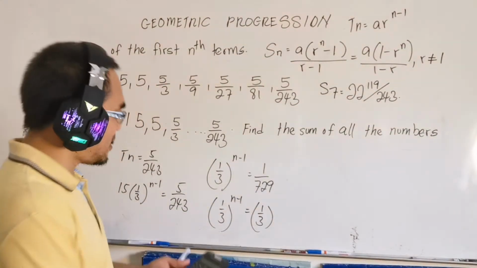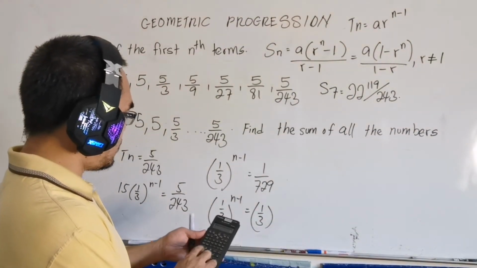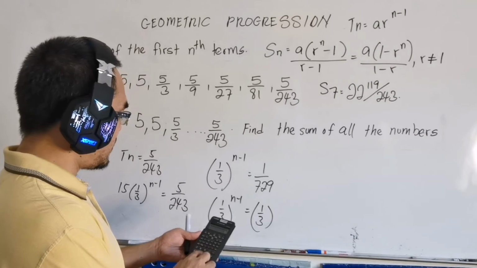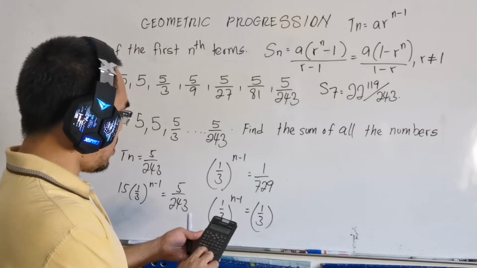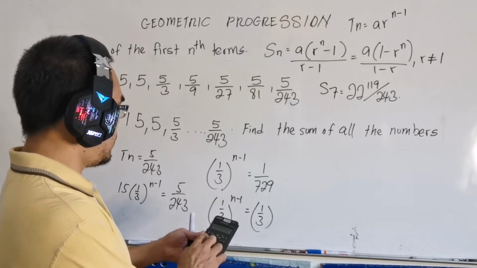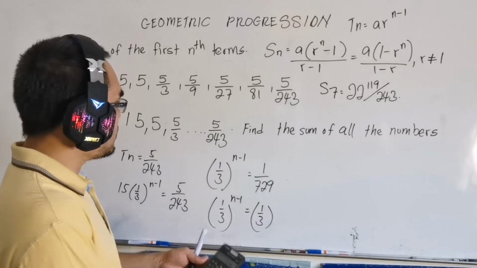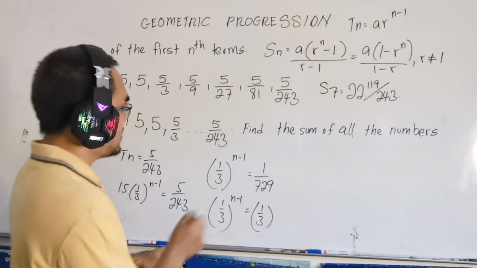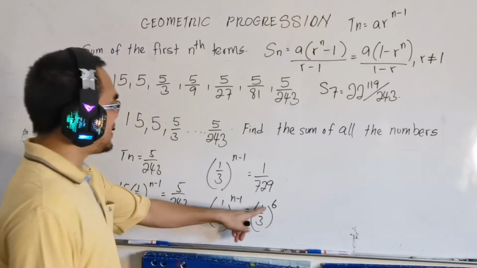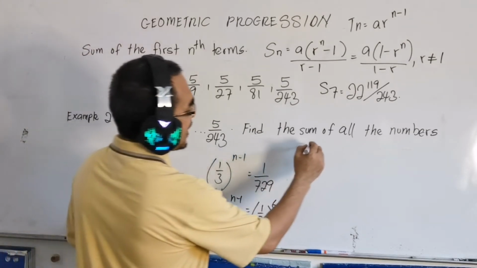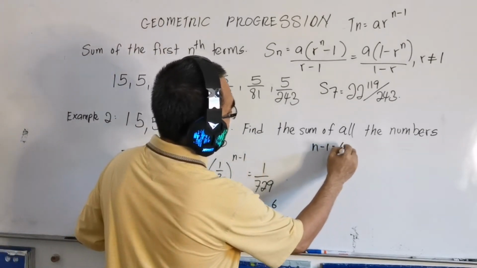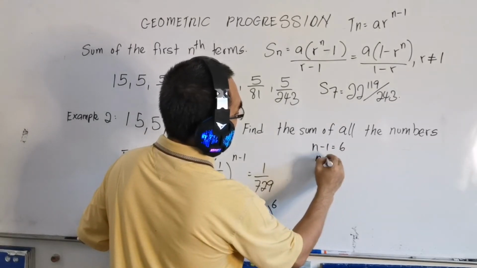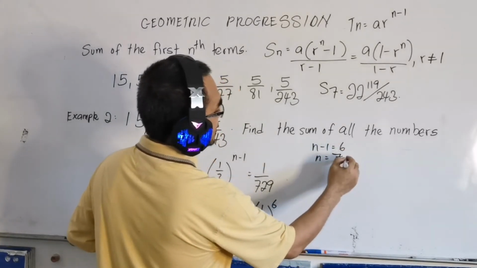So this one, you just try and error. Inside the bracket, 1 over 3 to the power of 6. So this is to the power of 6. Comparing the indices, you see n minus 1 equals 6. So n equals 6 plus 1, which is 7.